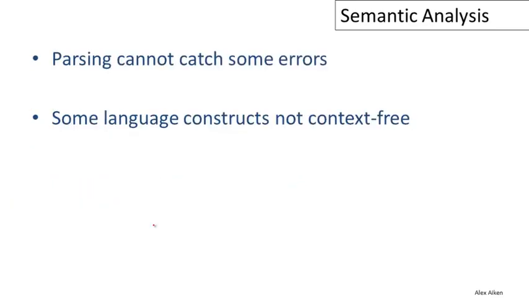Now you might ask yourself, why do we even need a separate semantic analysis phase? And the answer to that is very simple. There are some features of programming languages, some kinds of mistakes you can make, that parsing simply can't catch. Parsing, using context-free grammars, is not expressive enough to describe everything that we're interested in a language definition. So some of these language constructs are not context-free.